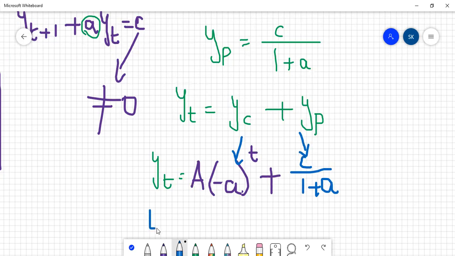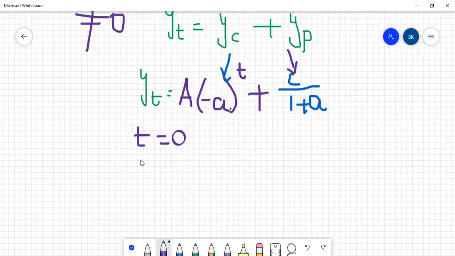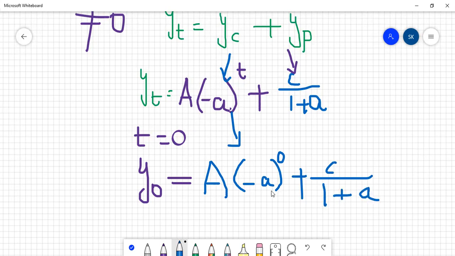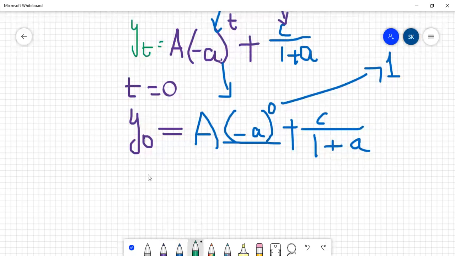Clear? Now, let's again put t is equal to 0, which we generally do in order to find the solutions for the given equations. If t is equal to 0, it means that wherever we have t in the solution, we will put that equal to 0. Therefore, y of 0 is equal to A into minus a raised to power 0, plus, since we do not have any t there, c over 1 plus a remains the same. Now minus a raised to power 0 becomes equal to 1. Therefore, y of 0 will become A, the arbitrary constant, plus c upon 1 plus a.